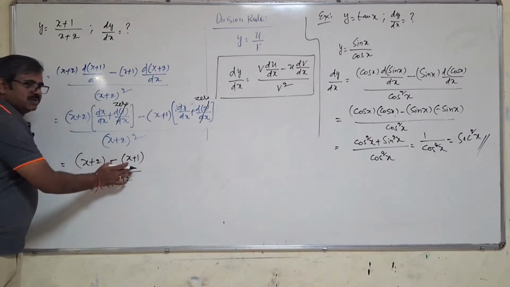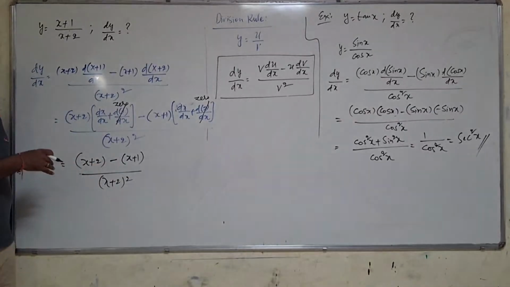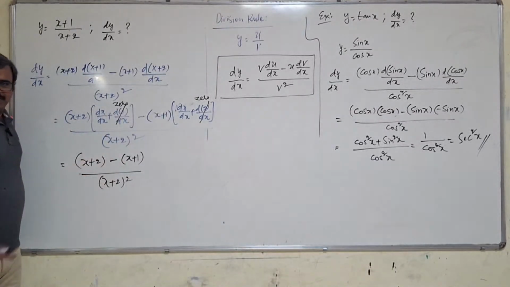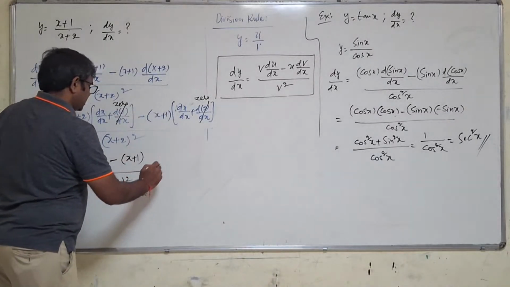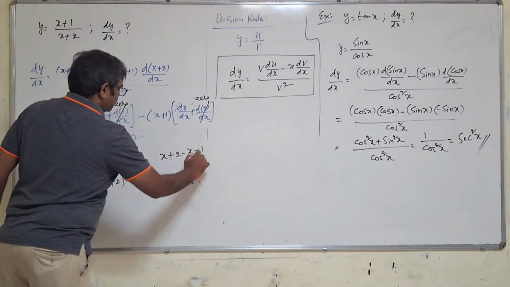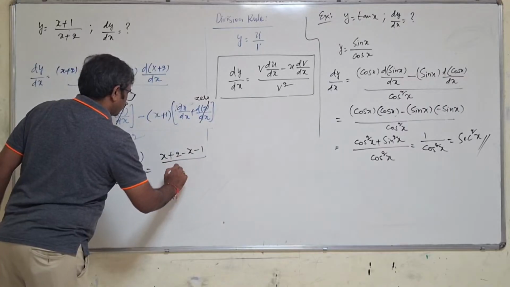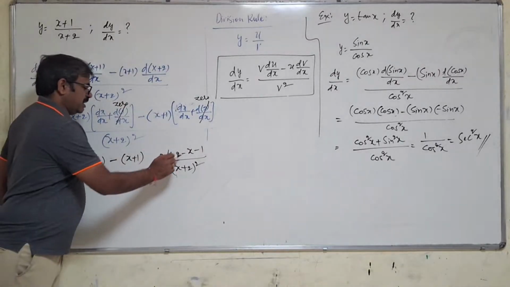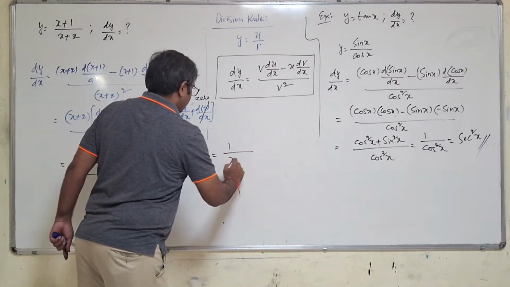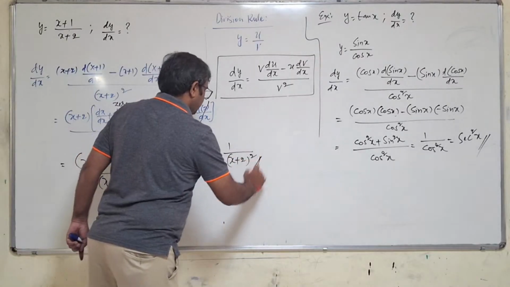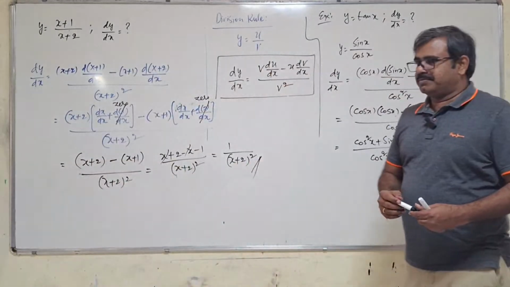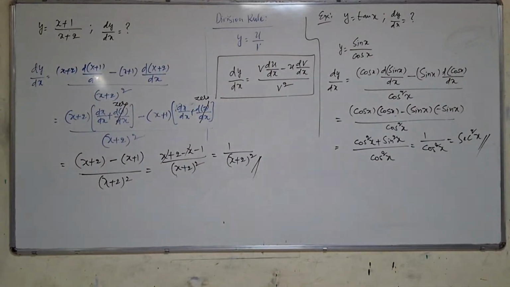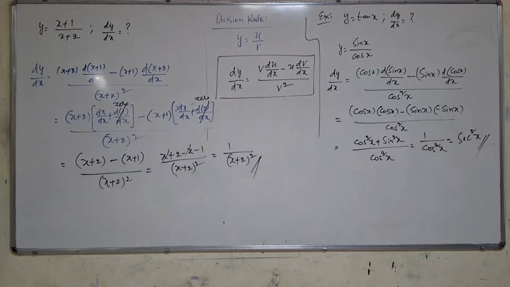Don't miss these brackets. If you don't put the brackets, you will make a mistake somewhere. So this is x plus 2 minus x minus 1 by x plus 2 whole square. Okay, x minus x gets cancelled. You will have 1 by x plus 2 whole square. Yes, please. You understand this? Shall I give you one more example?